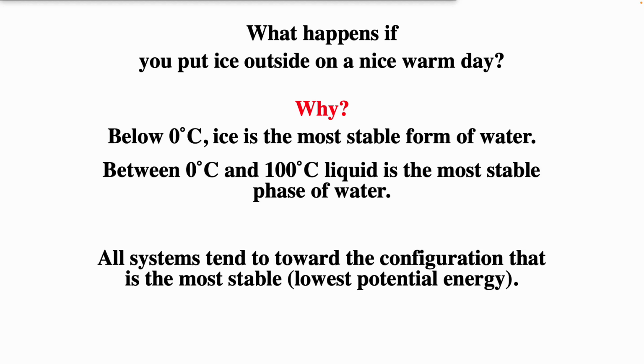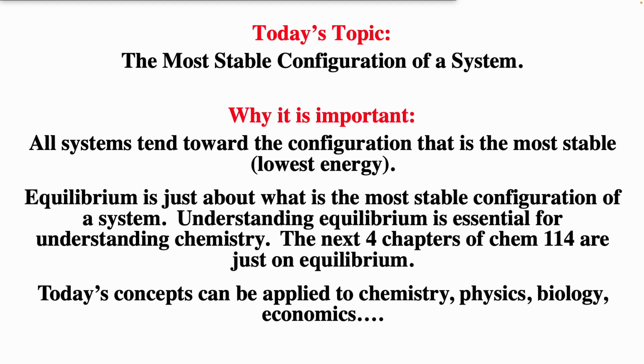Well, ice is the most stable phase of water below 0 degrees Celsius. Between 0 and 100 degrees Celsius, liquid is the most stable phase. Above 100 degrees Celsius, the gas is the most stable phase. All systems tend toward the most stable configuration, the lowest potential energy. And so this video is on the most stable configuration of a system.